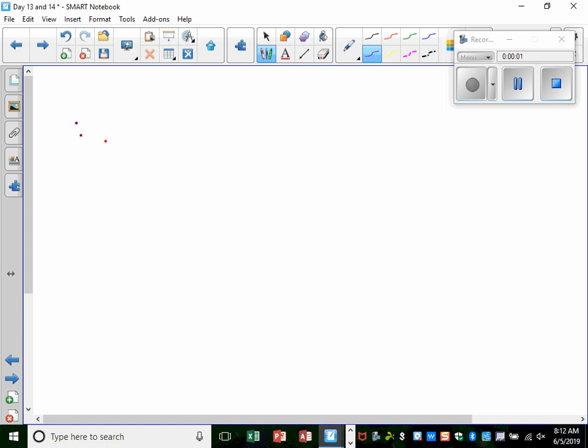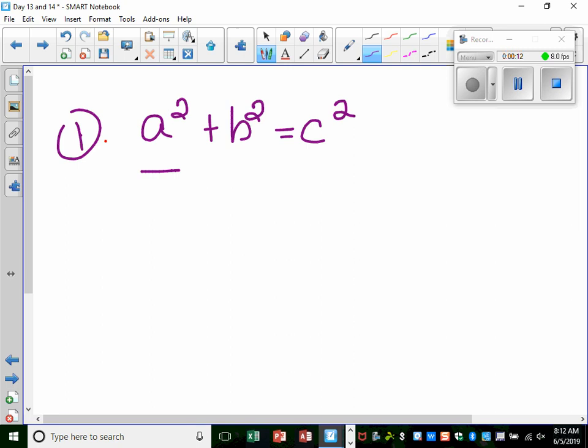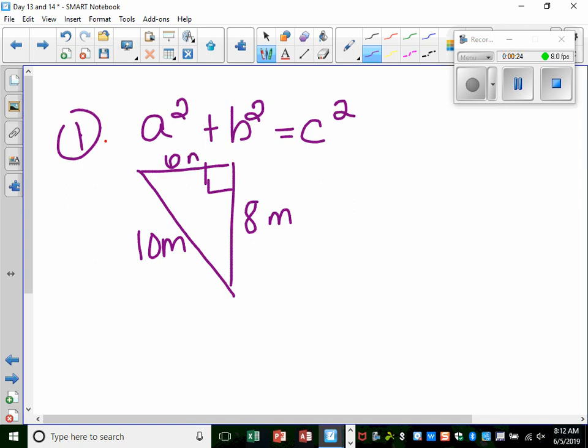Number one, you're testing the Pythagorean theorem. So I'm just going to write down a squared plus b squared equals c squared. Since in this particular one your right angle is here, which means this is c. And again, it doesn't matter which one you call a and b.